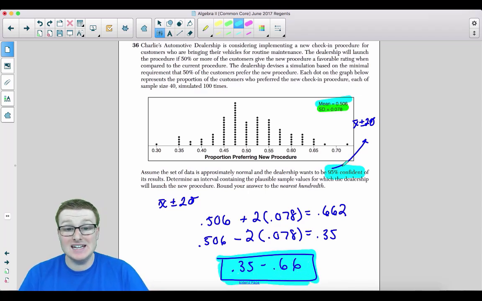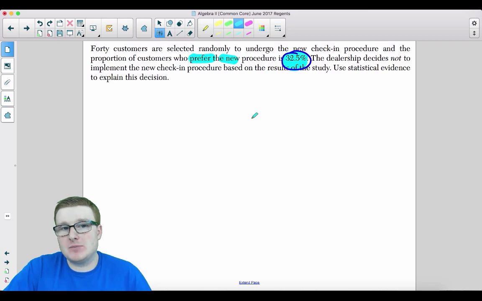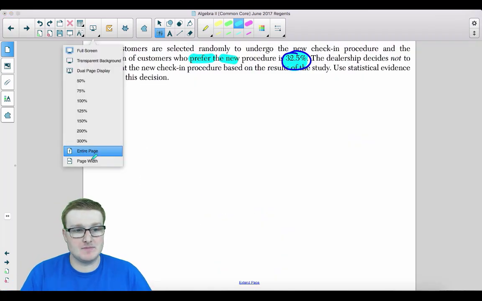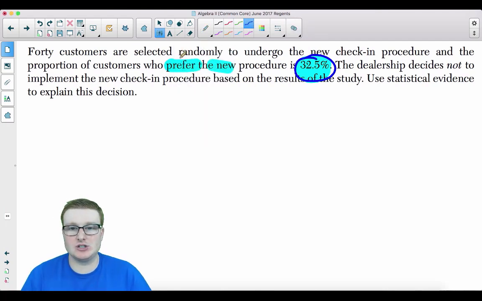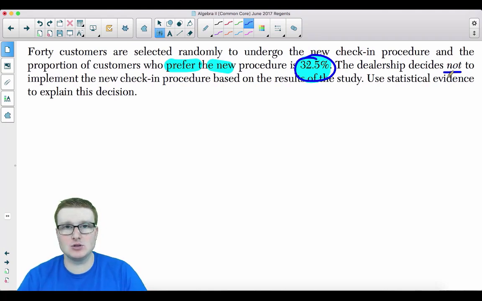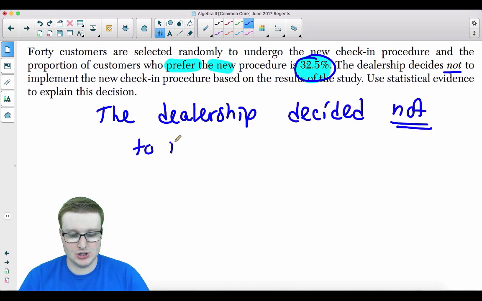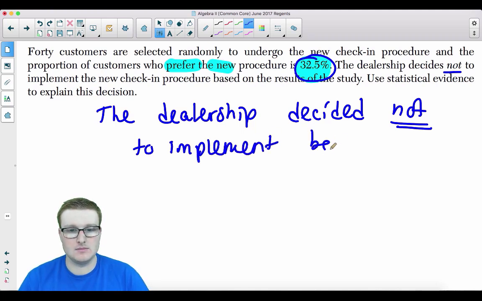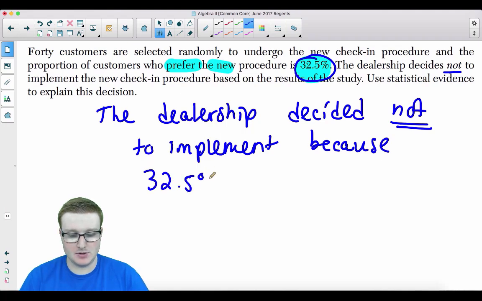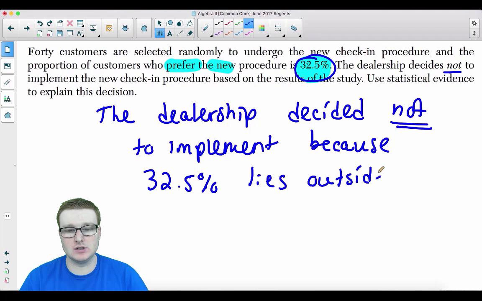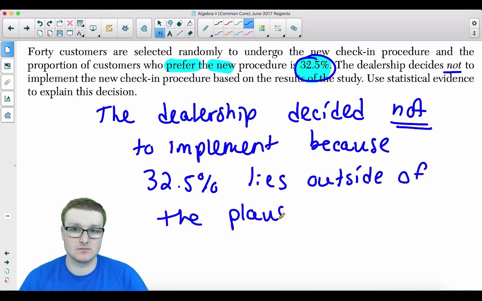Okay? And that's the 95% confidence interval. 32.5% is less than 35%. So that means that it's an unfavorable procedure. So the dealership decides not to implement the new procedure. Explain that decision? Well, they're absolutely right not to implement it. The dealership decided not to implement because 32.5% lies outside of the plausible interval. That's it. That's all you need to do. That makes the most sense, too. You're done with that question.